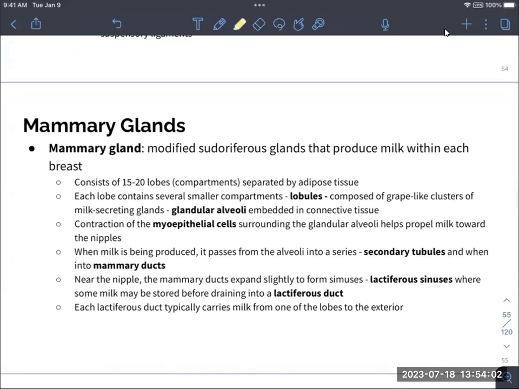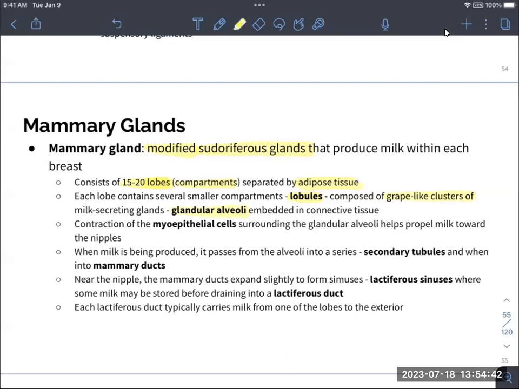So these mammary glands are considered modified sudoriferous glands that are going to produce milk specifically. Each mammary gland has 15 to 20 lobes or compartments. There's adipose tissue that is found between them. Each of these lobes is broken down into lobules. Lobules are these clusters of glands, glandular alveoli.